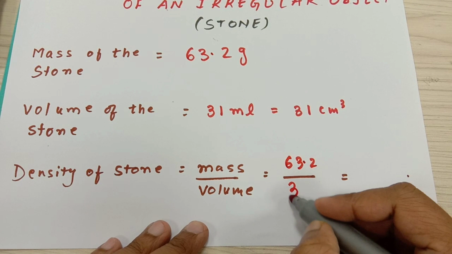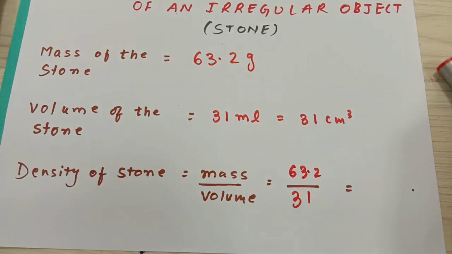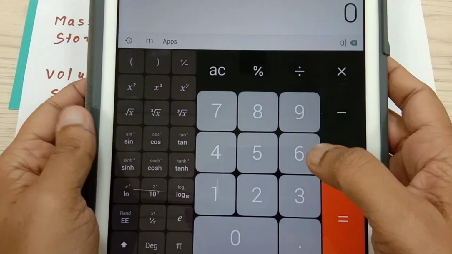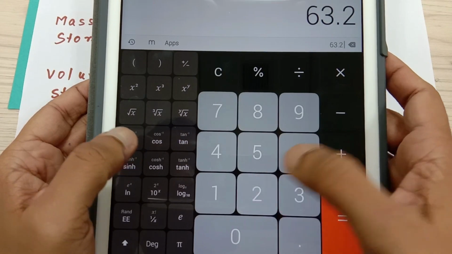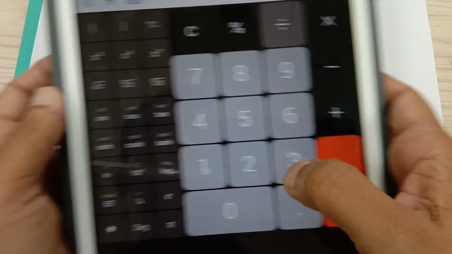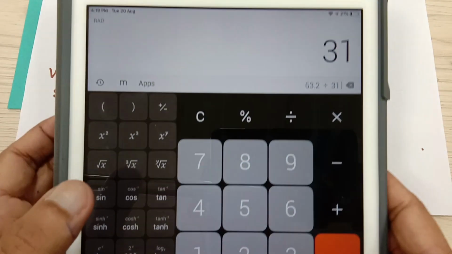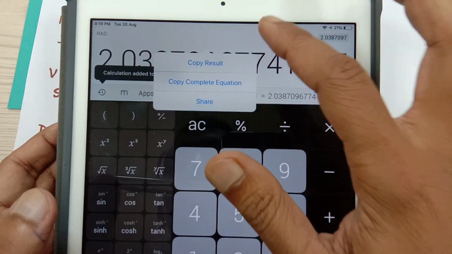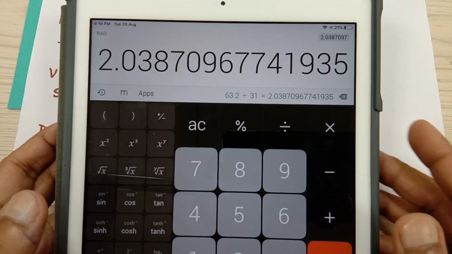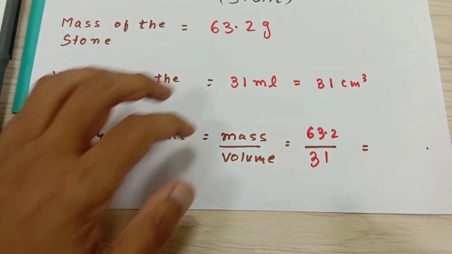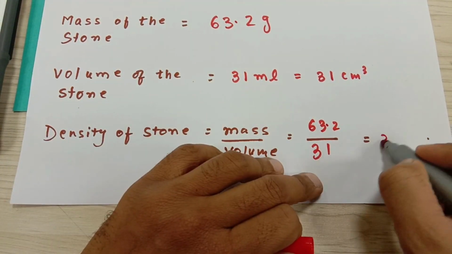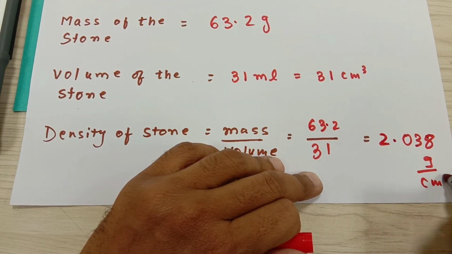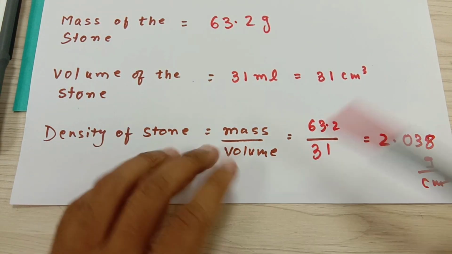63.2 divided by the volume, 31. So let me calculate it. 63.2 divided by 31. The answer is 2.038. So that means the density of the stone is 2.038 grams per centimeter cube. So guys, I conclude my experiment over here.